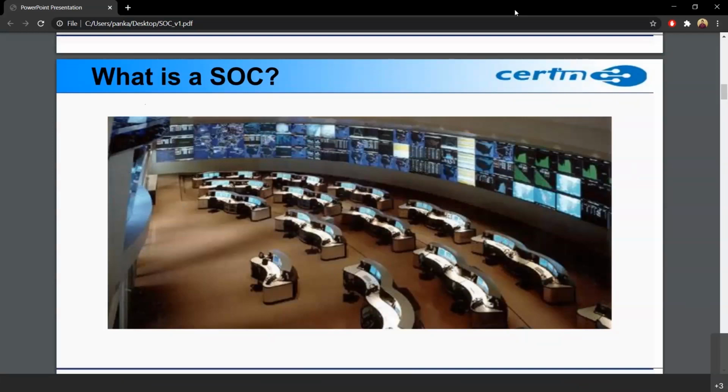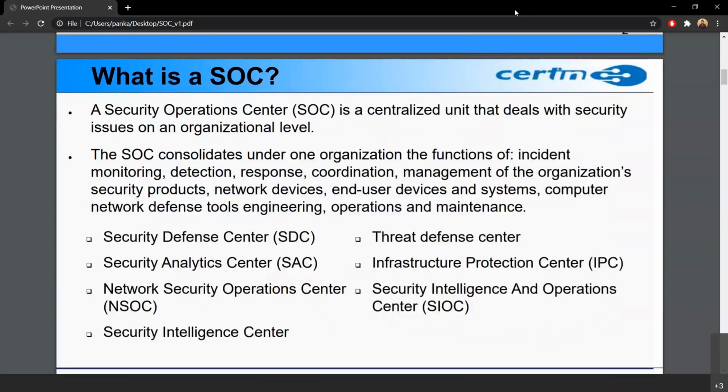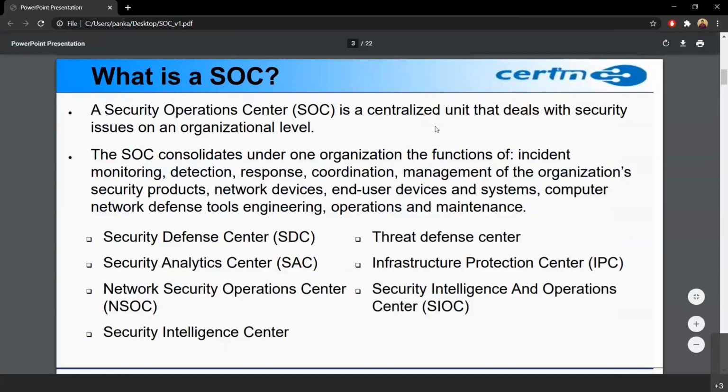Yeah. So a SOC is also called a security defense center, a threat defense center, or a security analytics center. These are all the nomenclature that is used for a SOC. Okay.